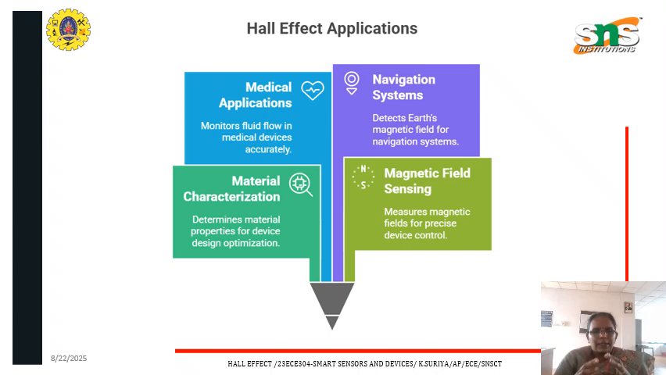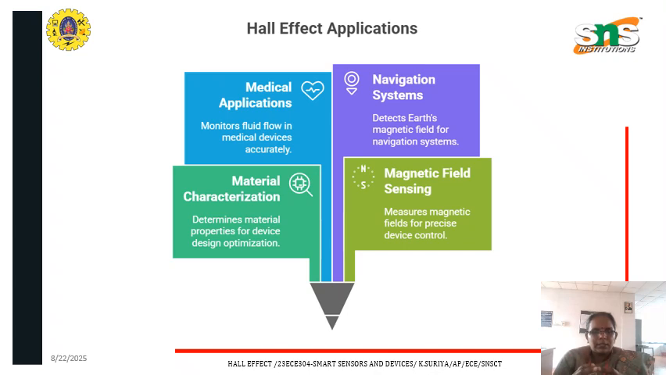Next one is magnetic field sensing. Hall effect sensors are widely used to measure the magnetic fields. These sensors are small, inexpensive, and reliable, making them suitable for a wide range of applications. Next is medical devices, where Hall effect sensors are used in medical devices such as pacemakers and infusion pumps to monitor and control the flow of the fluids. And finally, it is used in navigation systems, where it's used in the compasses and other navigation systems to detect the Earth's magnetic field.